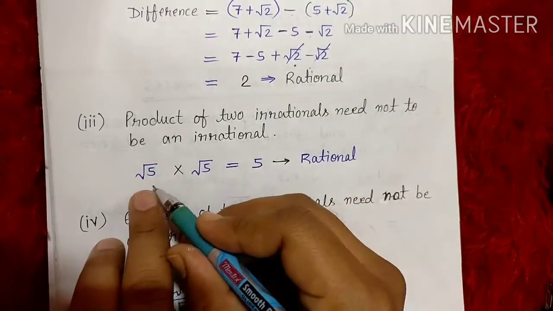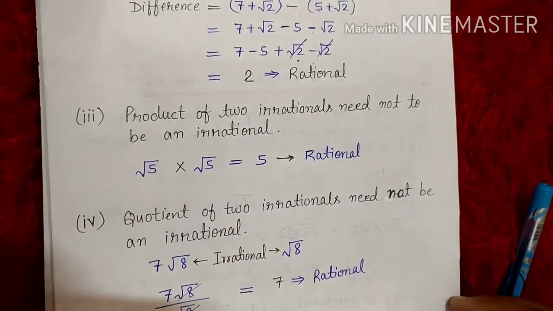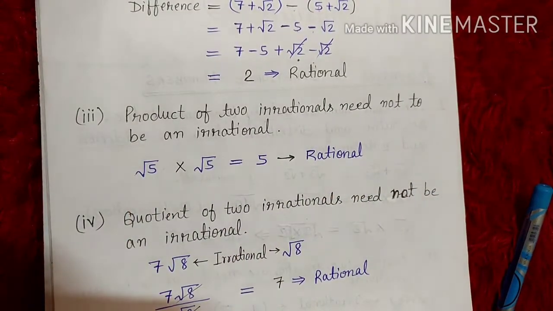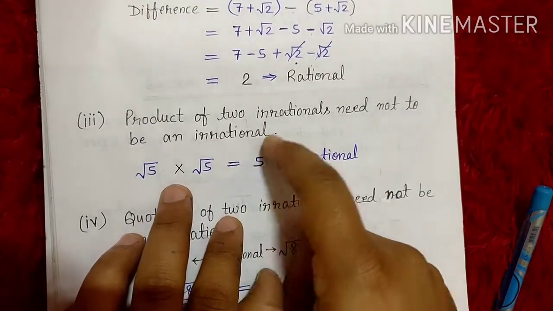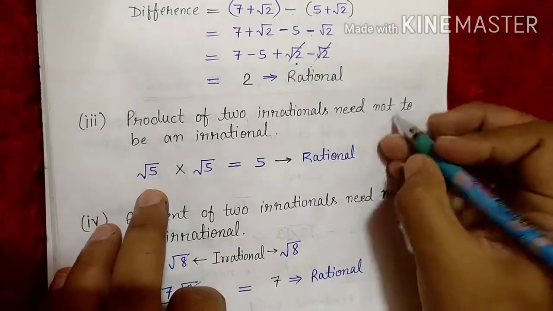Now some students are writing root 25. I know that many students write root 5 multiplied by root 5 as under root 25. That is wrong. Because what happened? Here become pairs. Just look here, rough work.